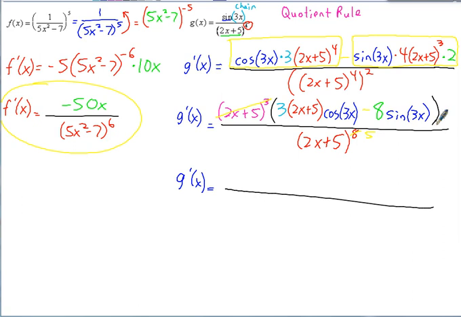we no longer need these outer parentheses because there's nothing left that's multiplied by. So what we have left there, we have 3, that's 2x plus 5, that's the cosine of 3x, minus 8 times the sine of 3x. And all divided by 2x plus 5.